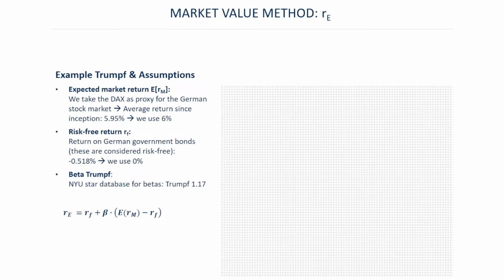I checked out the risk-free return at the moment. It is very low. Actually, German government bonds give you a negative return. So let's use 0% because a negative risk-free return in the CAPM doesn't make too much sense, because you could always just keep the money under your pillow and then you get 0.